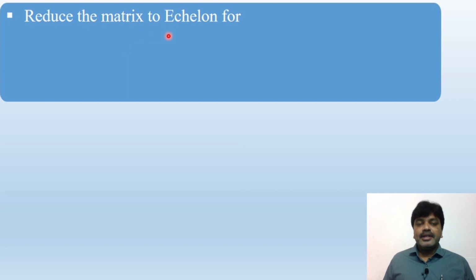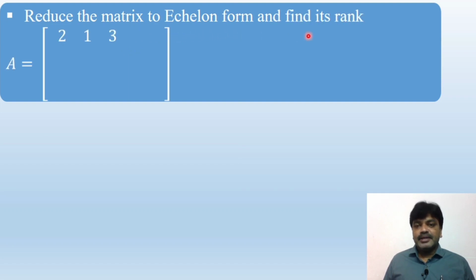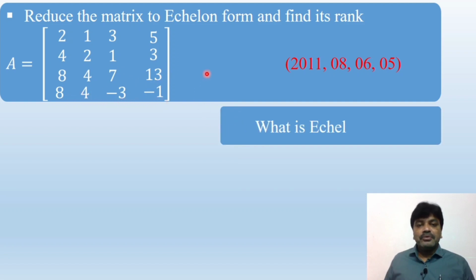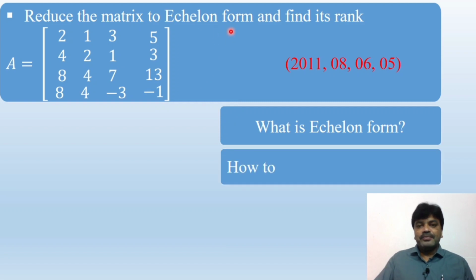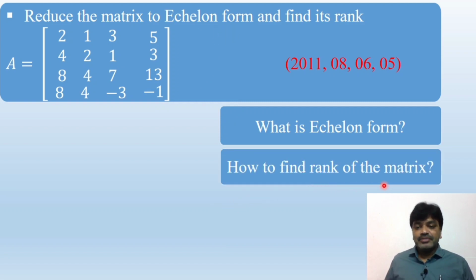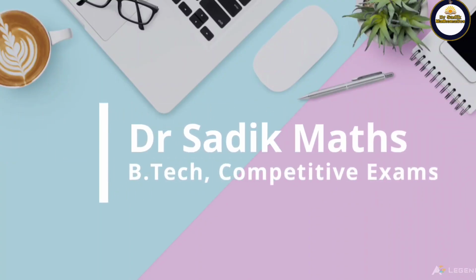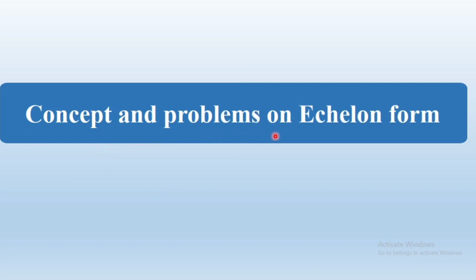Reduce the matrix to echelon form and find its rank. A is equal to [2 1 3 5 4; 2 1 3 8 4; 7 13 8 4 -3 -1]. What is echelon form? How to find the rank of the matrix? Today we discuss the concept and problems on echelon form.